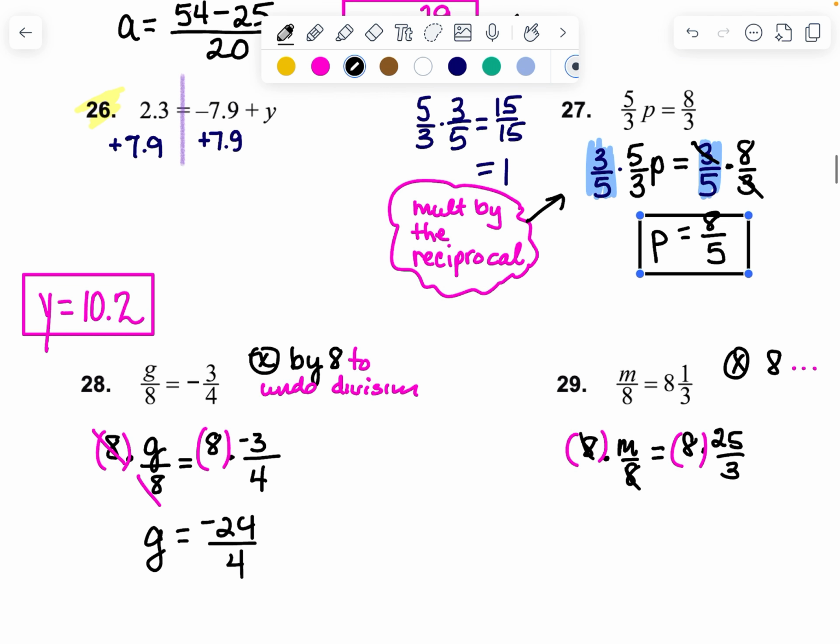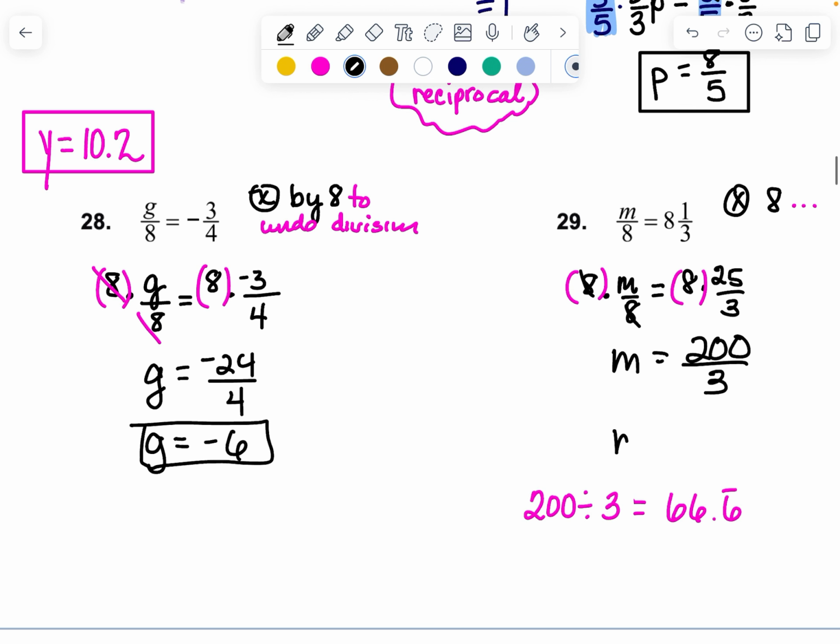All right, and then a couple more problems where, when you're looking at these, you're multiplying by 8 to undo the division. It's g divided by 8. So it works out nicely because you multiply both sides by 8, the 8s cancel, and you get g is equal to negative 24 over 4, or g is equal to negative 6. And then you have negative 6 for that answer. So then here you have m is equal to 200 divided by 3. And that's going to be 66.6. All right, I think we're all right there.